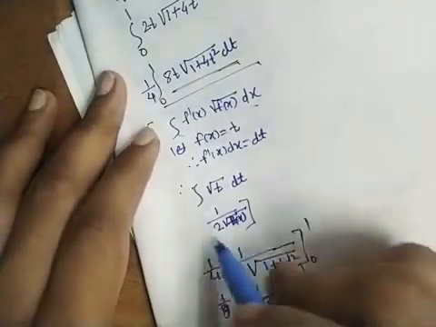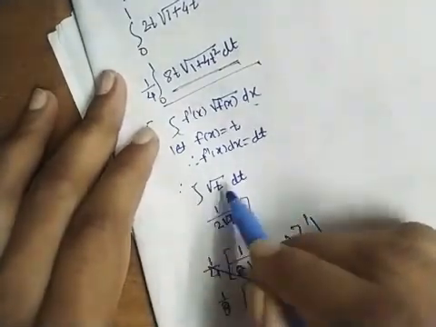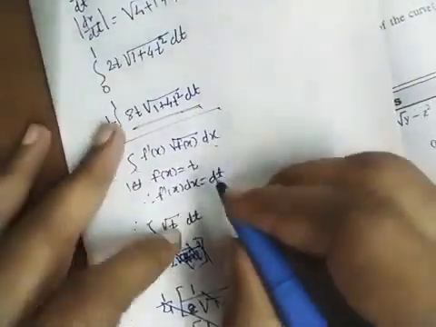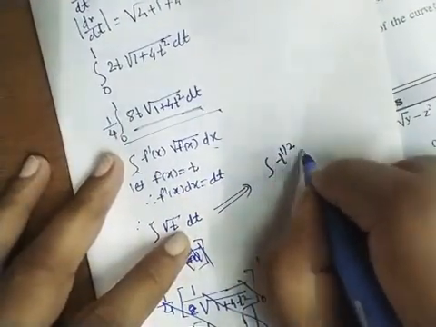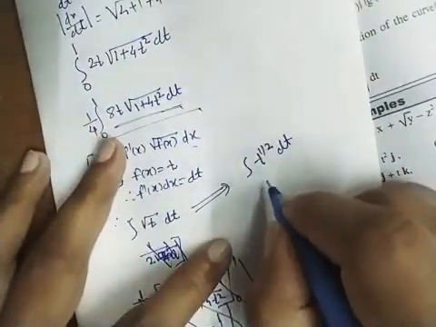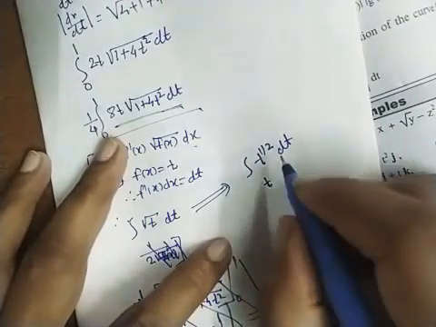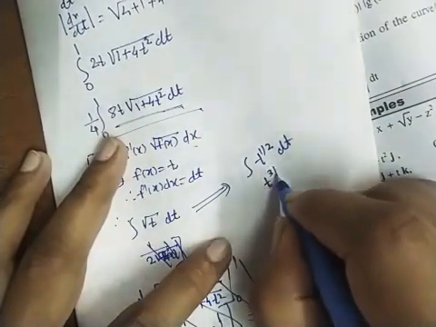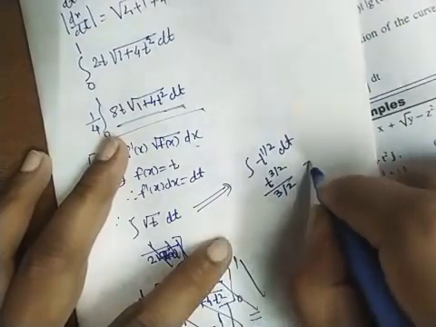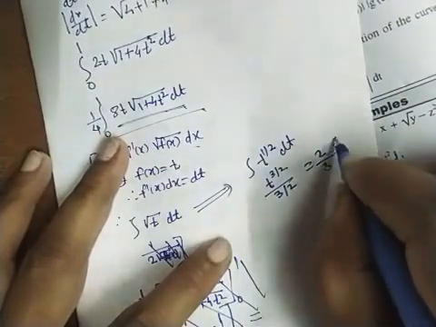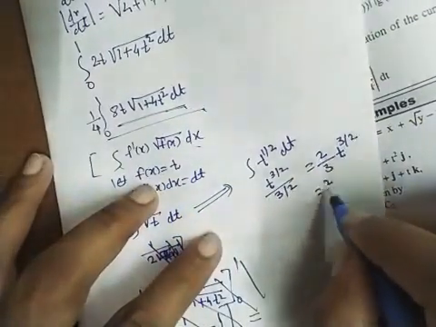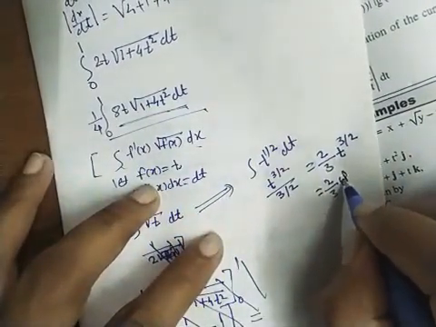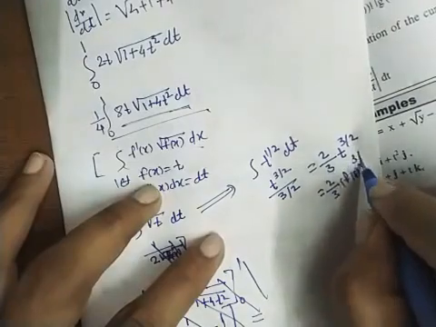Sorry, here is a mistake. The integration of root t dt, what do we get here? That is the integration of t raised to half dt. So it will be t raised to half plus 1, that is t raised to 3 by 2, upon 3 by 2, that is 2 upon 3 t raised to 3 by 2. And what is our t here? That is t is f of x. So 2 by 3 f of x raised to 3 by 2.